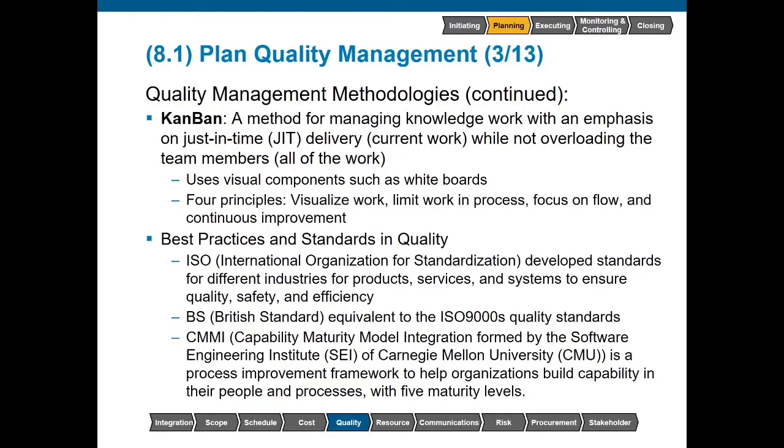Kanban is a method for managing knowledge work. This is very often used, especially in the software development realm. Just-in-time delivery is a very important aspect of Kanban, and this is something that is very relevant in many industries.